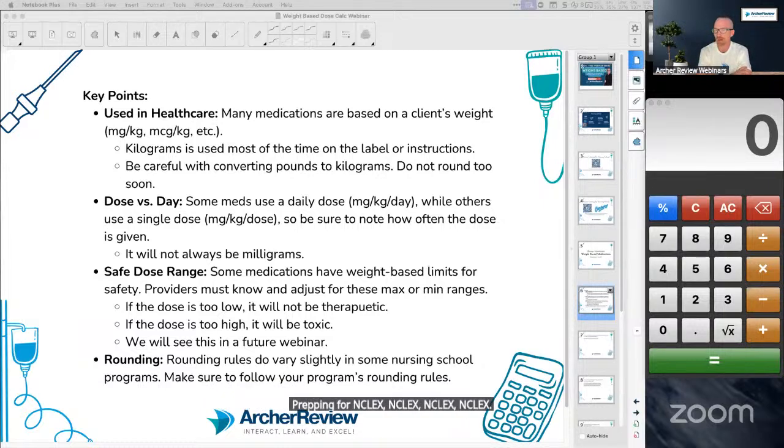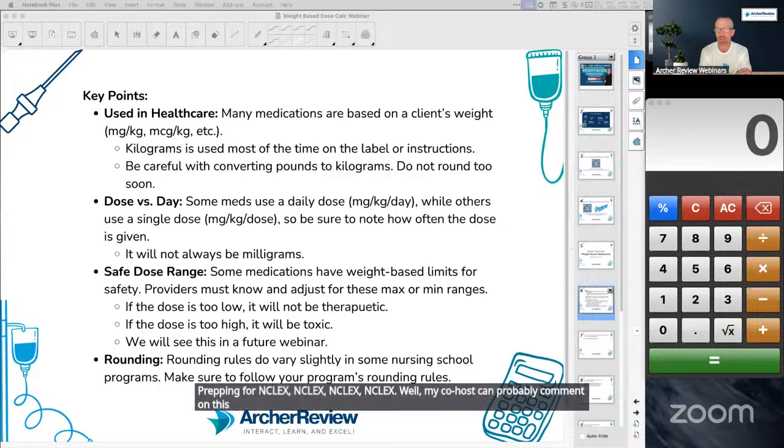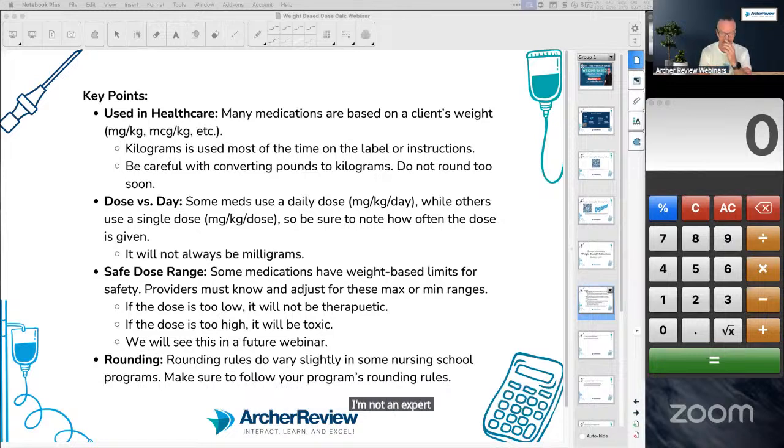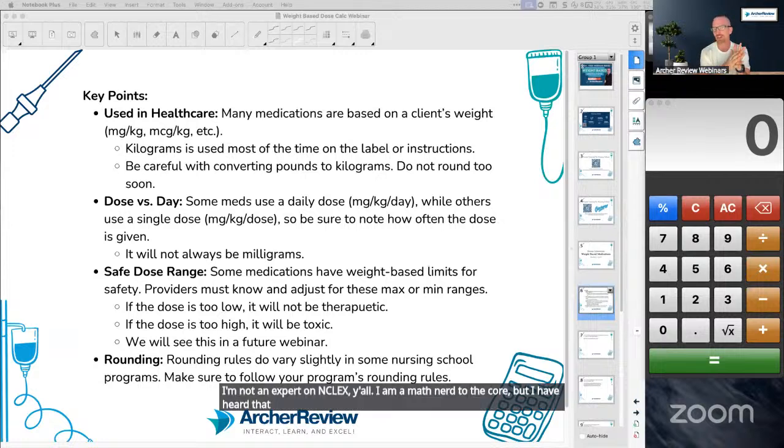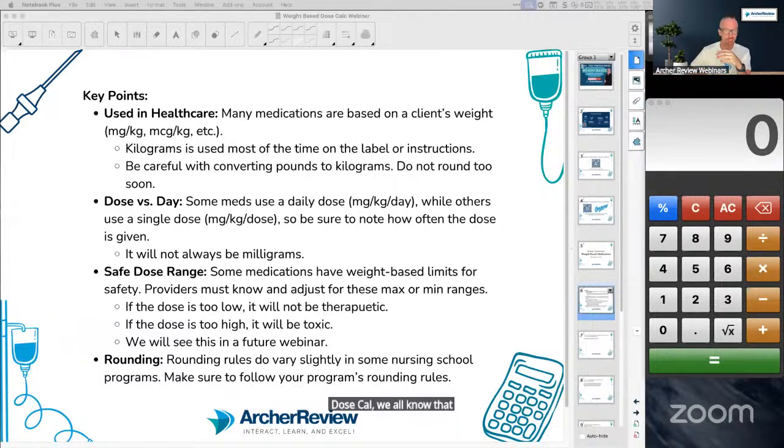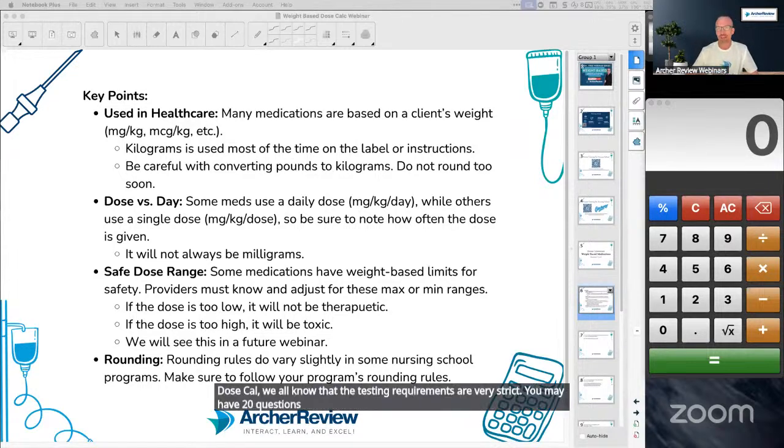Well, my co-host can probably comment on this more than I can, but the good news probably for some of you is that, to my understanding, I don't think dose calc is quite as crazy as it used to be on NCLEX. I'm not an expert on NCLEX, y'all. I am a math nerd to the core, but I have heard that it's not quite as crazy as what it used to be. But if you're in nursing school, dose calc, we all know that the testing requirements are very strict. You may have 20 questions. You can only get one or two wrong, and you got to do that in order to move on in your program.